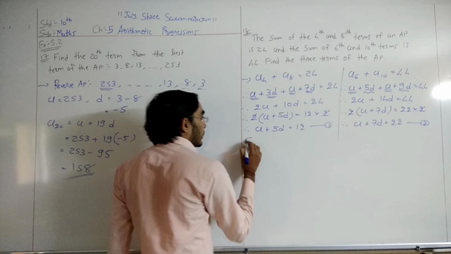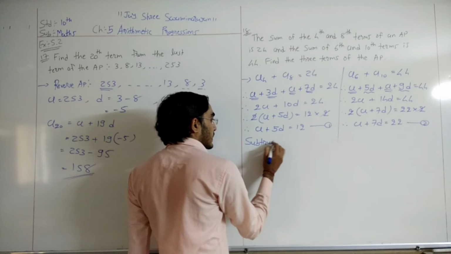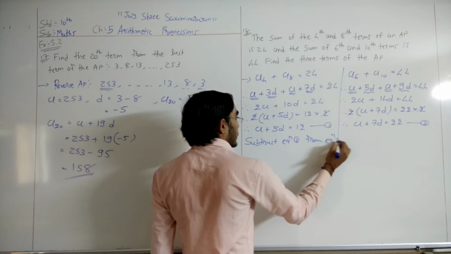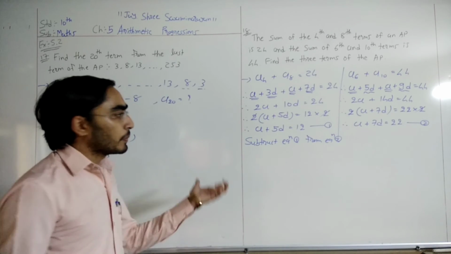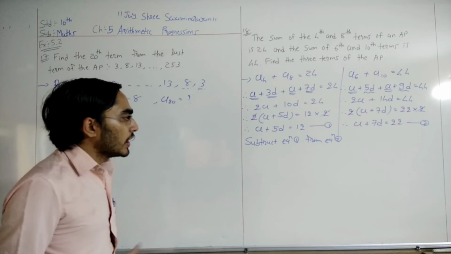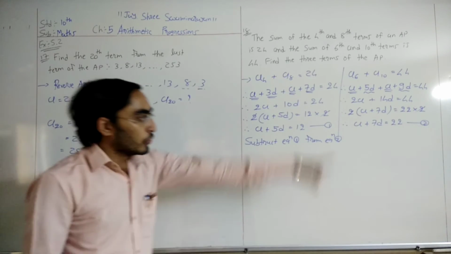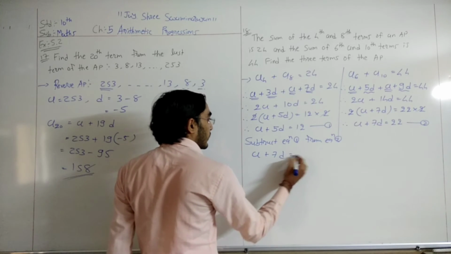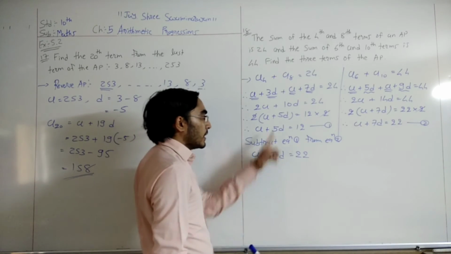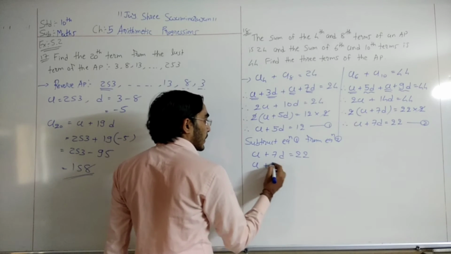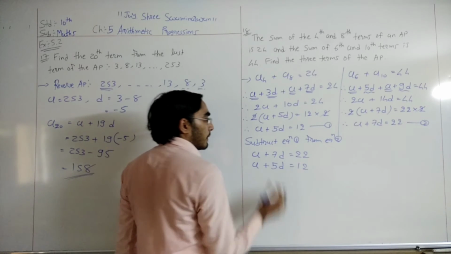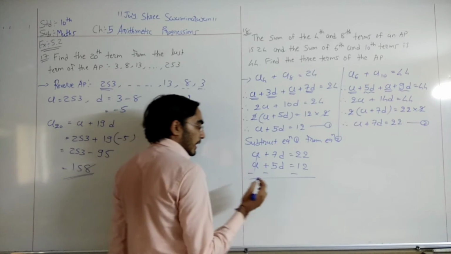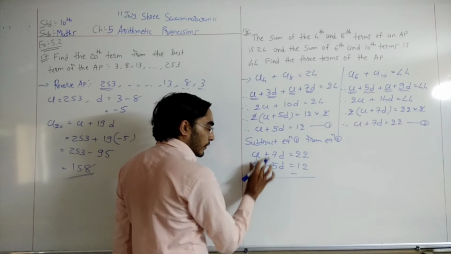Okay, so subtract equation 1 from equation 2. Otherwise, we can also subtract equation 2 from 1. Here I am subtracting 1 from 2. So first we write equation 2: a + 7d = 22. Now write down the first equation: a + 5d = 12. And since we are subtracting, the plus becomes minus. a minus a cancels.